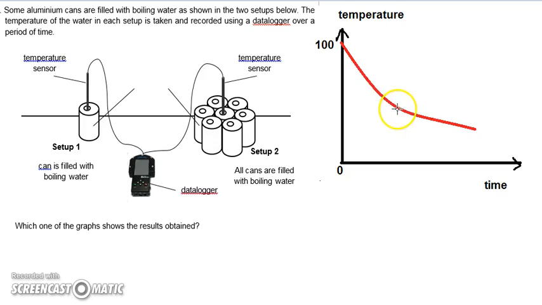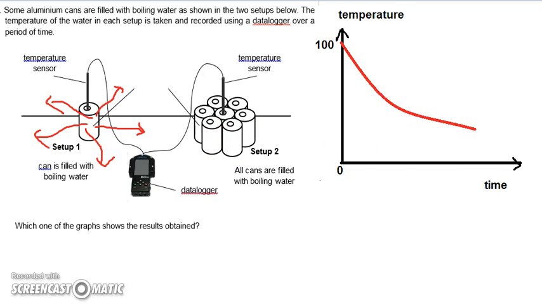Now, if we have only one can, that means heat would be able to escape, right? If this is one can, it means heat is able to escape to the surrounding air quite fast, right? And the can will be cooled down to room temperature as shown in the diagram.